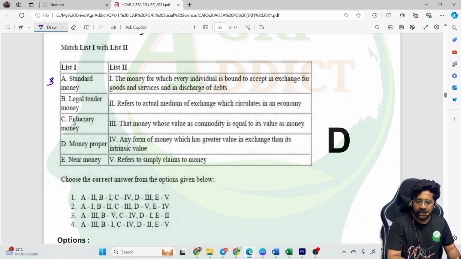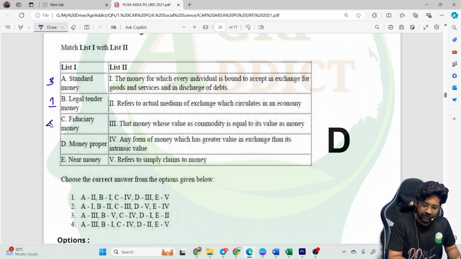What about the legal tender money? Legal tender money is the money which every individual is bound to accept in exchange for goods and services and in discharge of debts, right? Like the rupee is legal tender money in India, because if we are offering some money, the citizens of India are bound to accept it in exchange for anything which has the corresponding value, right? So therefore the money which every individual is bound to accept in exchange for goods and services and in discharge of debt can be considered as the legal tender money. So therefore B can be connected with the first option. Then the third one, C, is the fiduciary money. Fiduciary money, any form of money which has greater value in exchange than its intrinsic value, can be considered as the fiduciary money.